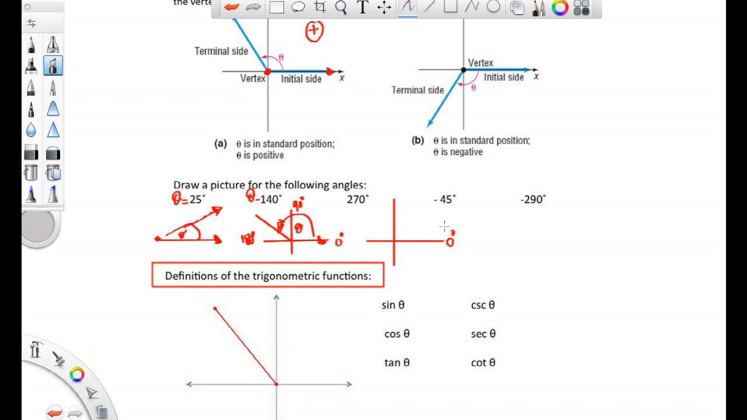If this was 0, and this is 90, plus another 90, that's 180, plus another 90, that's 270. So 270 degrees ends up on an axis. It ends up on the negative y-axis. Okay? And a negative 45. So negative 45, well, that would be halfway between 0 and negative 90, right? So negative 45 would look like this.